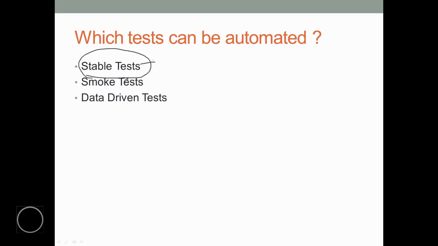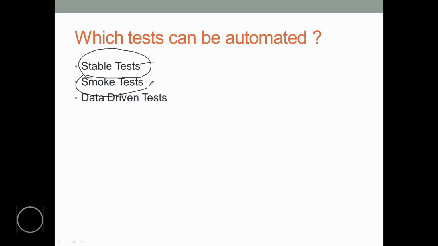If the user interface of the application is going to change, then we won't automate it, because whatever effort you put in writing the automation script of the application will be wasted if the UI changes. So stable tests are the test cases corresponding to stable applications which are not going to change in the future. So we write the test cases for those applications.